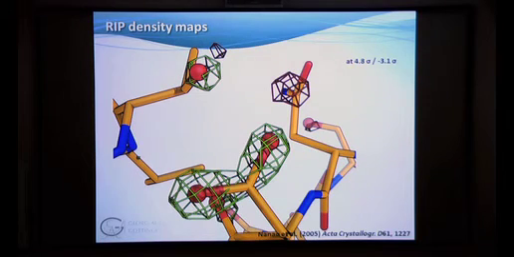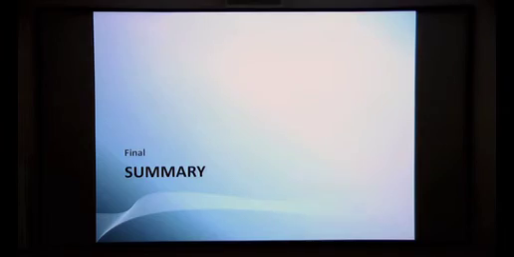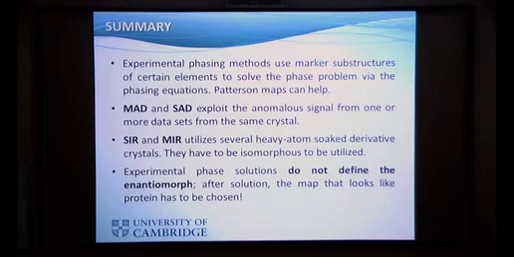New density showed up here. We don't know exactly what that is. So, to sum it all up, you will possibly recognize the slide. Experimental phasing methods use marker atom substructures of certain elements to solve the phase problem via the phasing equations. Patterson maps can also help.